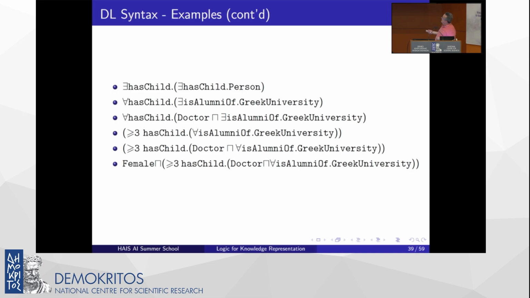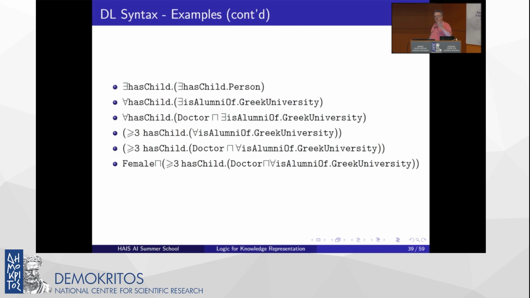Female and, okay, so this complex concept represents the set of objects that are female and they have 3 or more children that are doctors and the children, right? All of them have finished Greek universities. Very complex things, right? You can define them in first-order logic also.